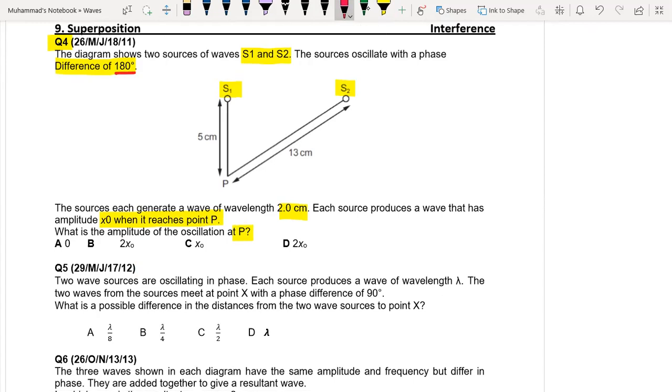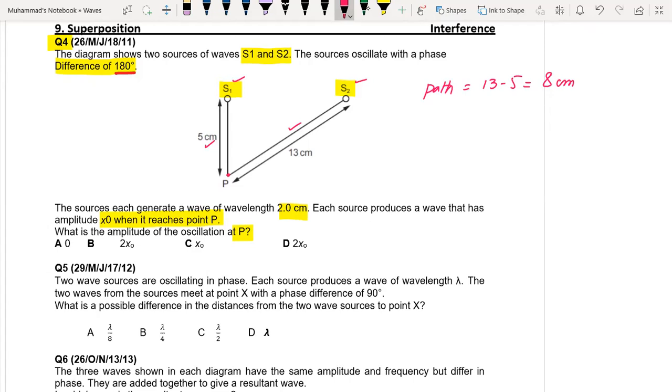So what will we do? We will find the path difference, and path difference is the difference of these two paths. The waves from these sources reach point P from these two different paths. So what is the path difference? Path difference will be 13 minus 5, that is 8 centimeter. Okay, so the path difference is 8 centimeter.